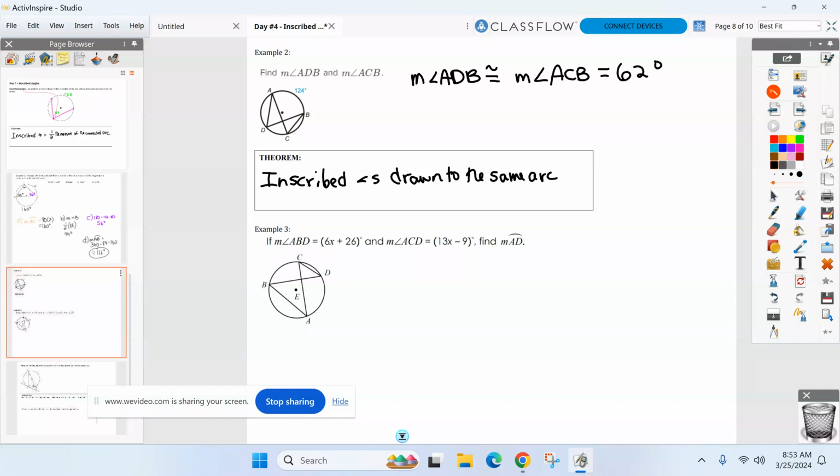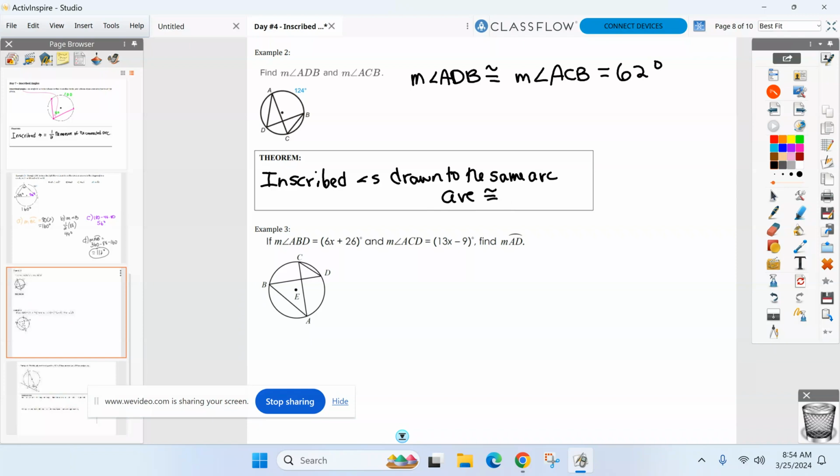And what would we figure out about them again, Zoli? Congruent. Okay, so anytime we have two inscribed angles that end up at the same arc, they've got to be equal to each other. Got to be. All right, try out example 3 now, using that fact.